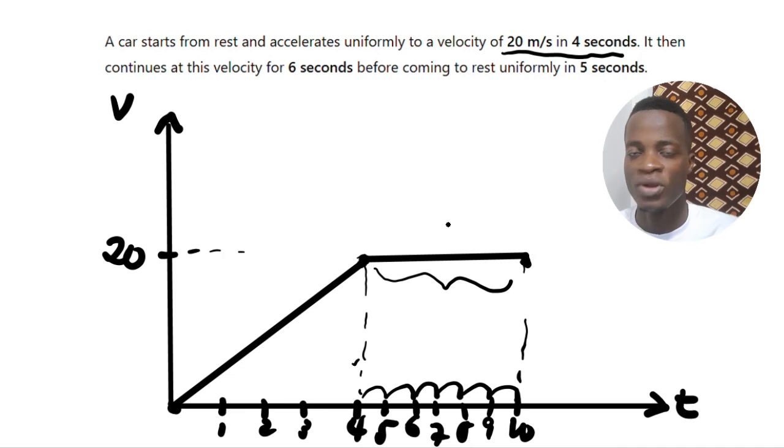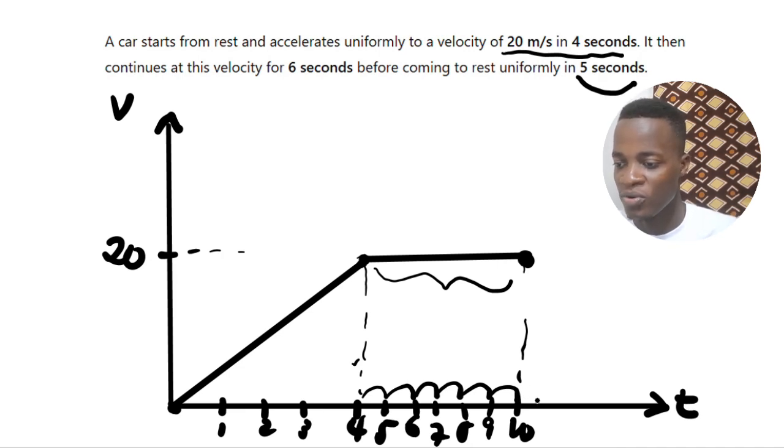Okay, so what do we have now? He then continued at this velocity for 6 seconds before coming to rest uniformly in 5 seconds. Now, after it reaches here for 6 seconds, right? Then they said before coming to rest uniformly in 5 seconds. So you're coming to rest for another 5 seconds, right? Coming to rest means that wherever we are, you bring it to the t-axis, until it meets the t-axis. That's what I said from the beginning. But they say in 5 seconds, so we need to move 5 seconds further.